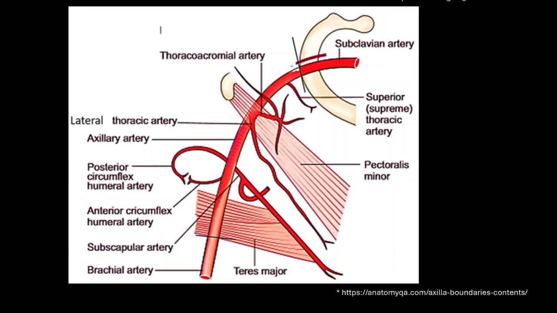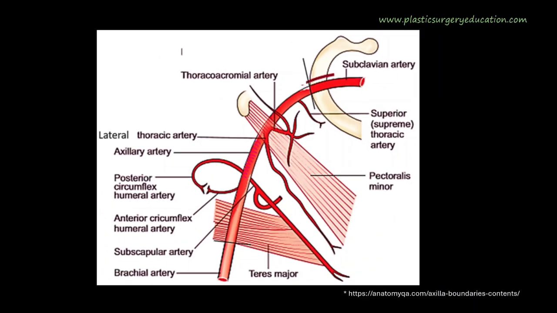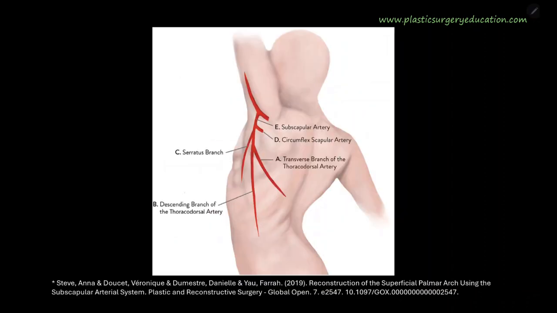Now coming to the subscapular artery, which is the first and the major branch of the third part of the axillary artery. We will see the flaps based on the subscapular axis. The subscapular artery divides into two main branches, the circumflex scapular artery and the thoracodorsal artery. The circumflex scapular is the first and larger branch, followed by the thoracodorsal artery. The circumflex scapular artery forms the basis of the scapular flap.